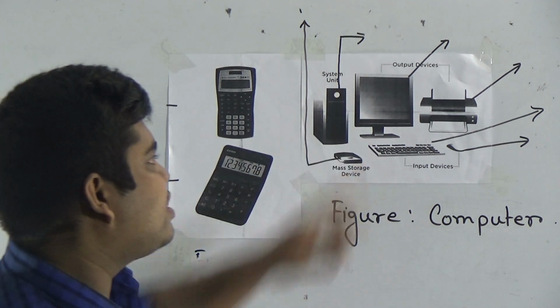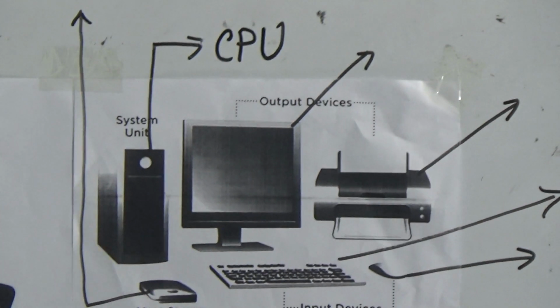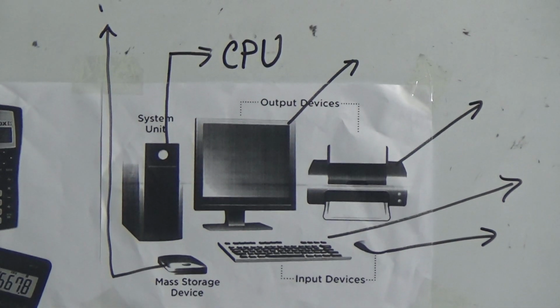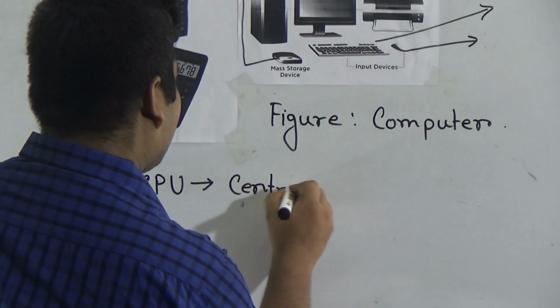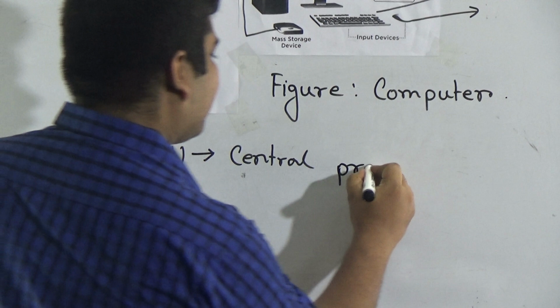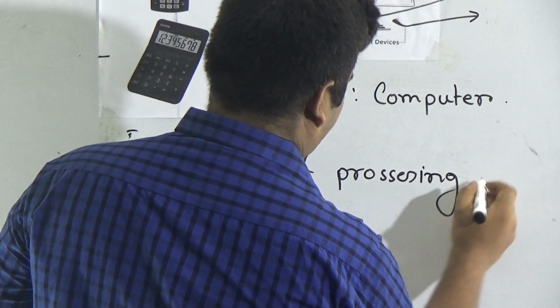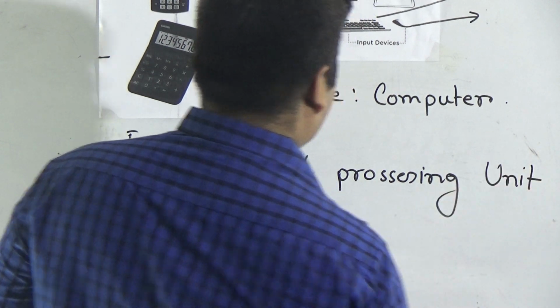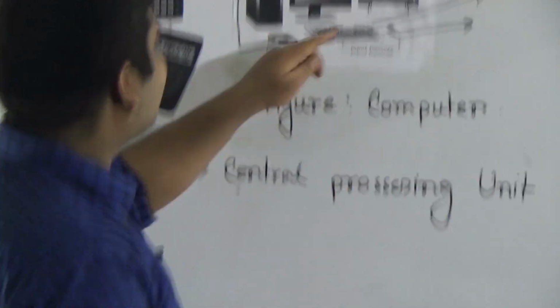What is this? This is called CPU. What do you mean by CPU? So the CPU means Central Processing Unit. Central Processing Unit.